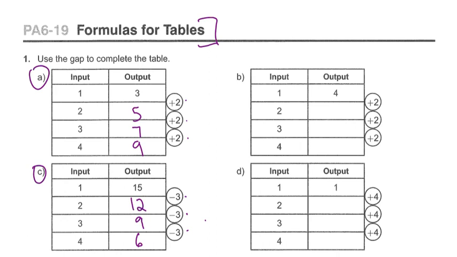Okay, welcome to Jump Math. This is grade 6 book 2 and we're looking at page 93, formulas for tables. Let's get right into it.